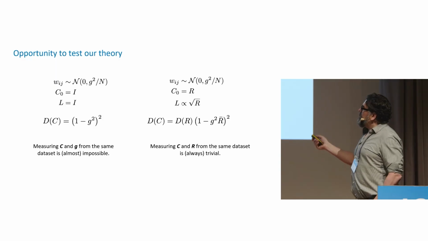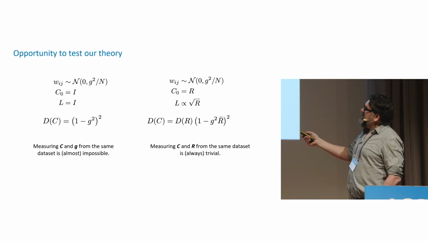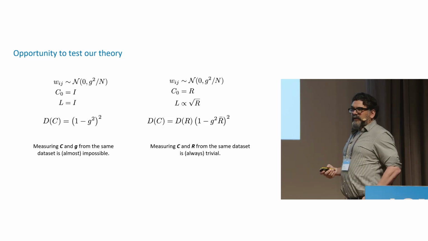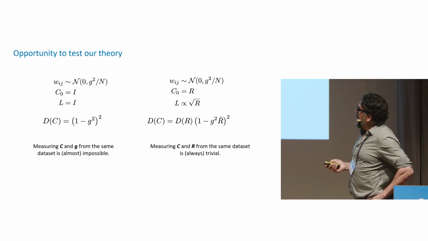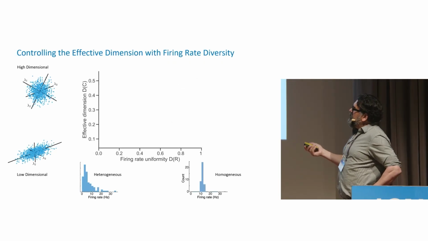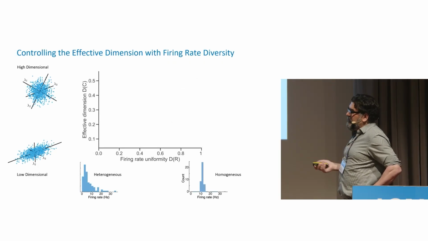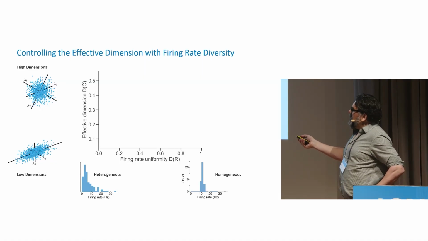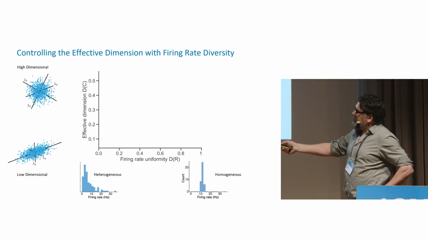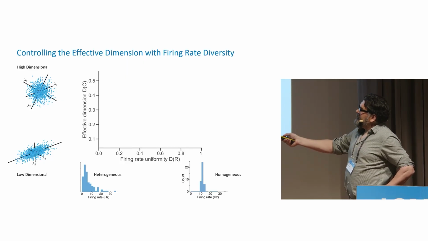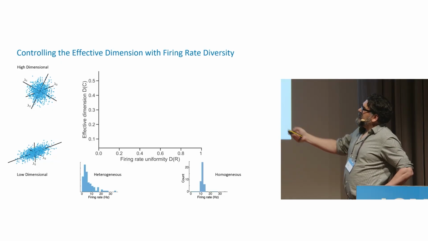So this gives us an opportunity to test this, namely that the dimensionality of variability is linearly related to how diverse the trial average response is. Okay, so we're going to see a lot of plots that look like this for the remainder of the talk. This axis is this firing rate uniformity. If neurons all fire at the same rate, we live up here. If neurons all fire with a diverse response, we live down here. This is the dimension axis, very low dimensional activity versus very high dimensional activity up here.